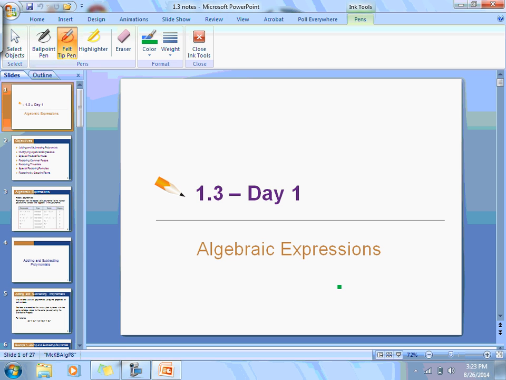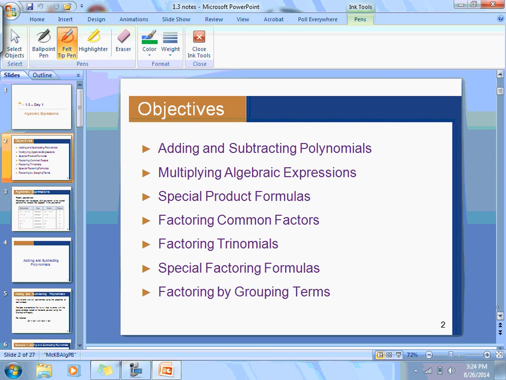These are the notes for section 1.3, day 1, entitled Algebraic Expressions. And this is a long section. It's got a lot of detail, but today we're going to talk about basically the first four. We're going to add and subtract polynomials, we're going to multiply them, and we're going to talk about some of the special product formulas that help to set up the factoring. We're not really going to get into a lot of the factoring today. We're just going to get into taking out a GCF as the first step of factoring today. We'll save most of the factoring for tomorrow.